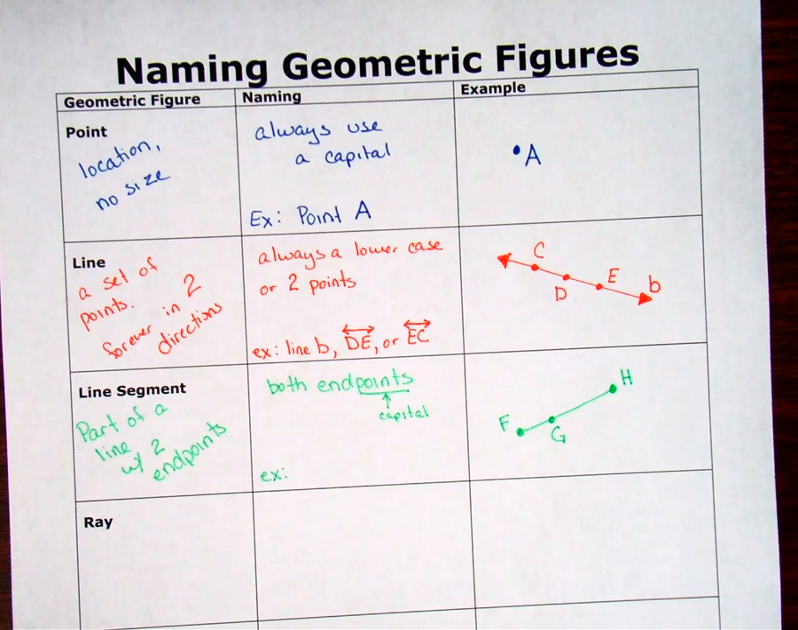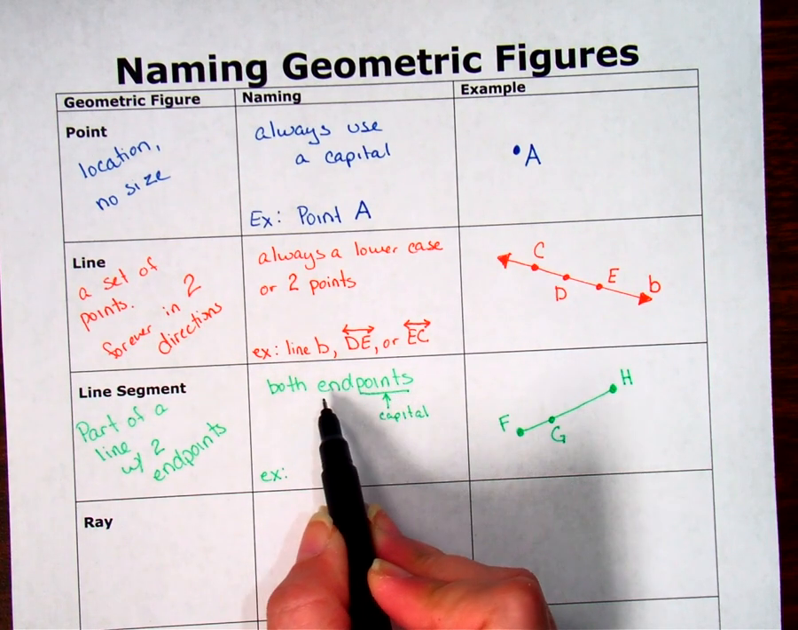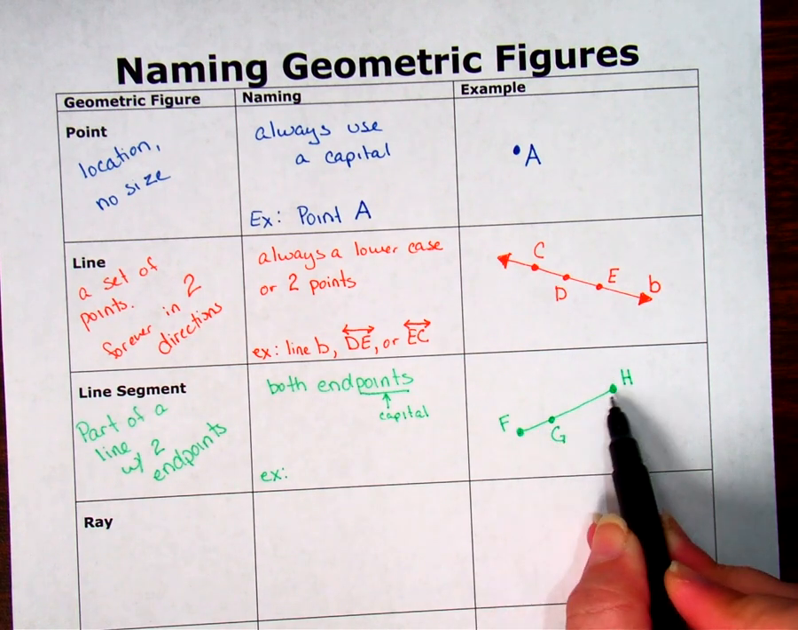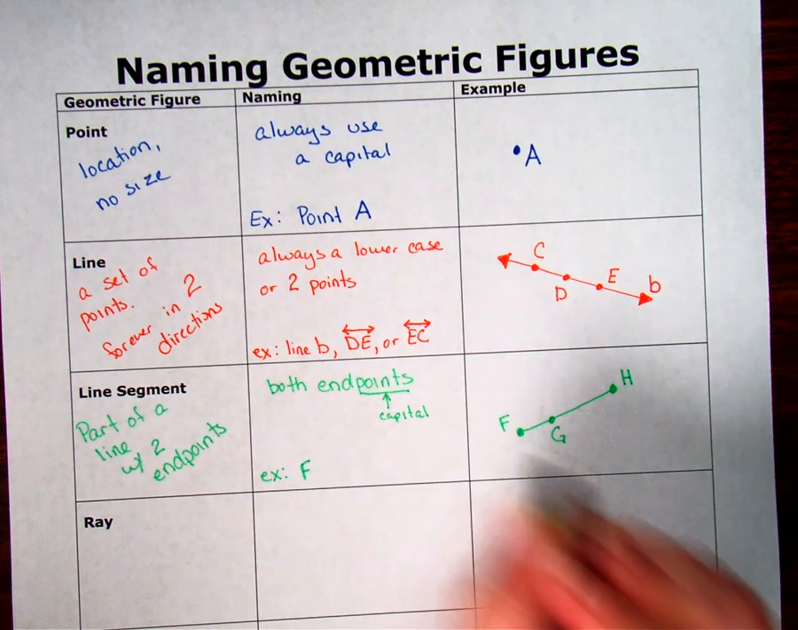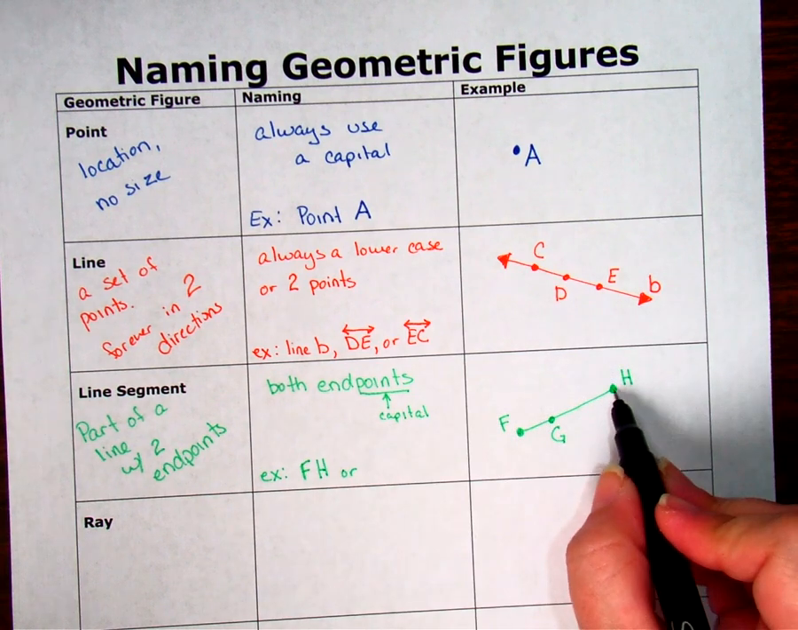To name this one, I have to name it with the endpoints. So it has to be the points that are on the end. In this case, I can't use point G. I have to use the 2 points that are on either end. So I can call this segment FH, or I could call this segment HF.